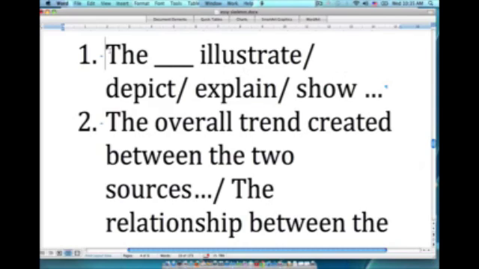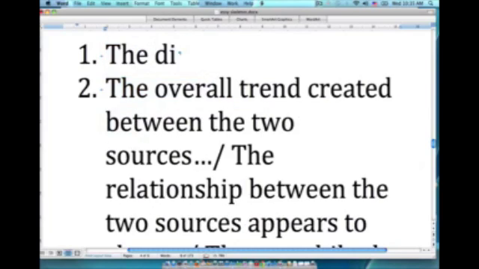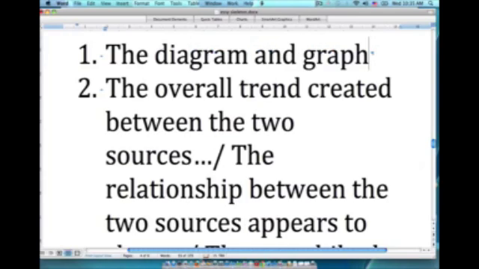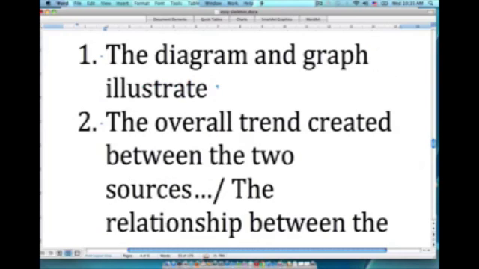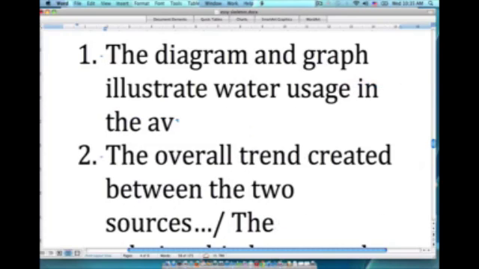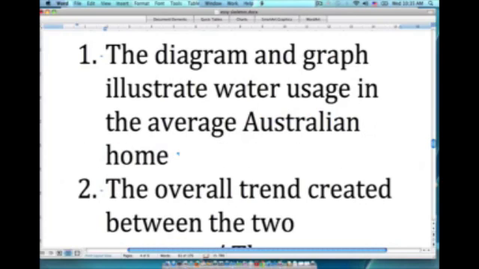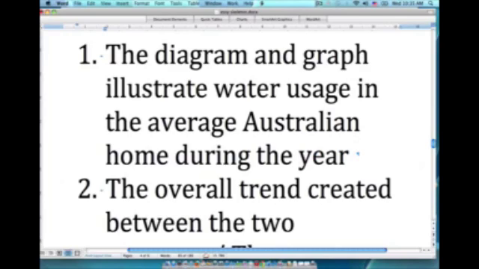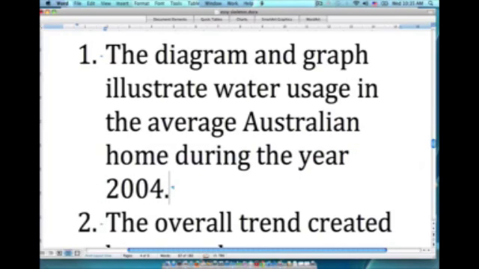So let's go ahead and write the first sentence of our Task 1 response. And I think we'll probably just follow what I had just said. So the diagram and graph illustrate water usage in the average Australian home during the year 2004. Okay, that's our opening sentence.